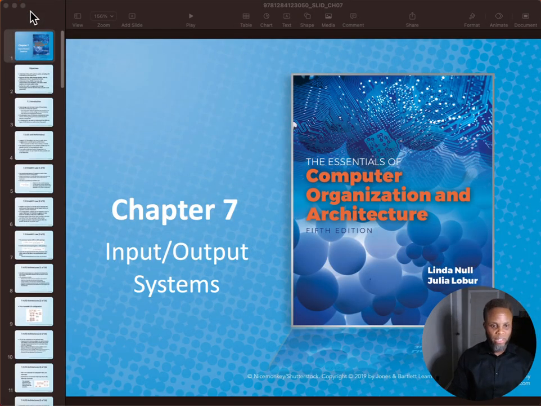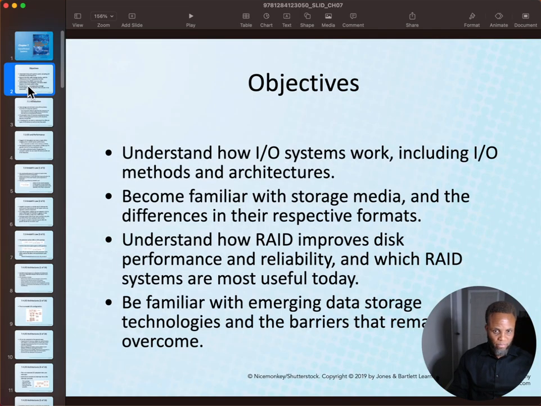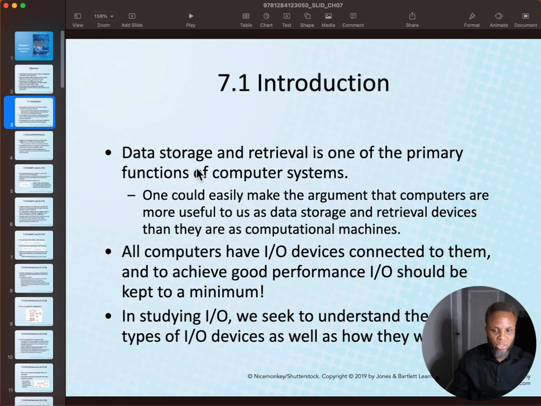So chapter 7, we're going to be learning 7.1 to 7.5. That's all we're going to do. We're going to be learning about input-output systems. Input, how the computer gets data in, and output, how the computer spits data out. Okay, so we're going to be learning about that. So the objectives are to understand I/O systems and become familiar with I/O methods and architectures. We will not do storage devices though, so we're going to skip that because again, we're short on time in the course.